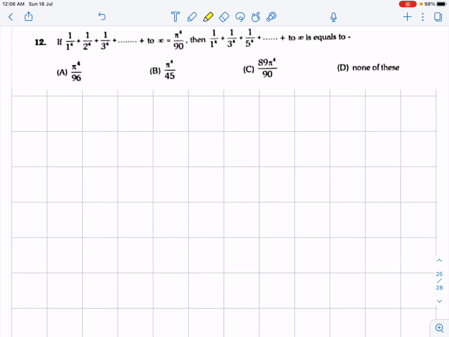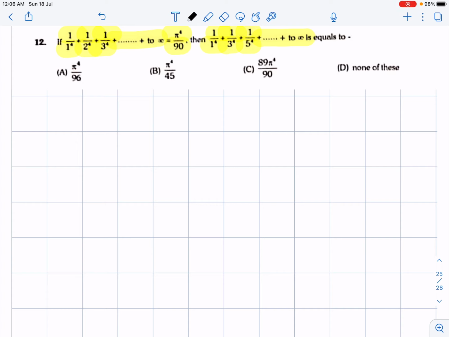So continuing our problem solving series in sequences and series, here I came up with one more question written on the screen, that is the 12th question. What is the problem statement given to us? 1 upon 1 power 4 plus 1 upon 2 power 4 plus 1 upon 3 power 4 goes on up to infinity is pi power 4 by 90. Then 1 upon 1 power 4 plus 1 upon 3 power 4 plus 1 upon 5 power 4 goes on up to infinity is equal to, they are asking.